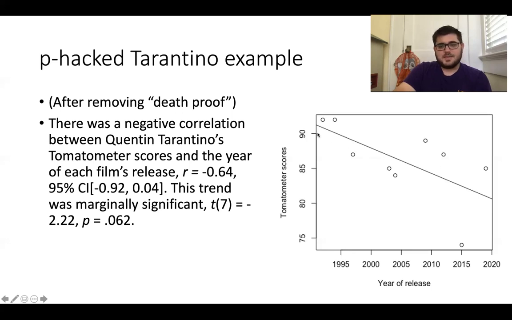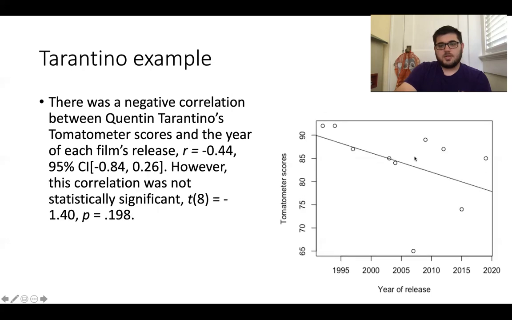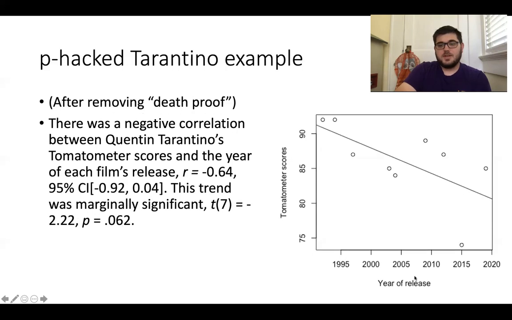When you do that, this relationship seems closer to a linear correlation. See, that's Death Proof down here. That kind of ruins the general trend. You take that out, it looks more like a straight line. And when you look at the t-test for that correlation coefficient, it's so close to 0.05. It's 0.062. Just so close to being a statistically significant negative correlation. Not quite.